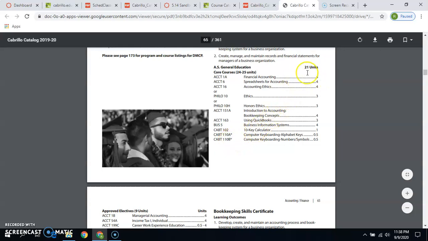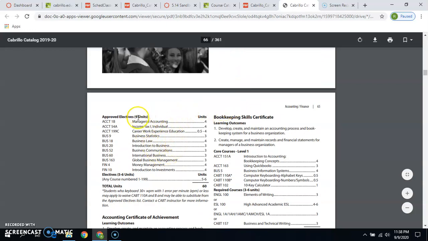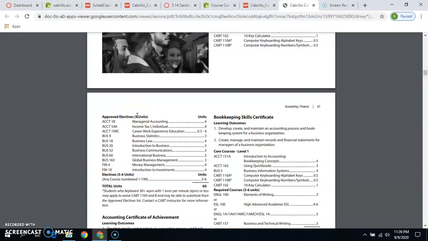In addition to the 21 units of General Ed and the core units, the major also requires that you do 9 units of approved electives, which is this right here. And so from this list right here, they're asking that you select 9 units. So for example, you can pick Accounting 1B for 4 units, Business Law for 4 units, and possibly Business 20 for 3. And that would give you a total of 11. Being over the minimum of 9 units is okay, but being short of the 9 units is a problem because you won't have enough to graduate.